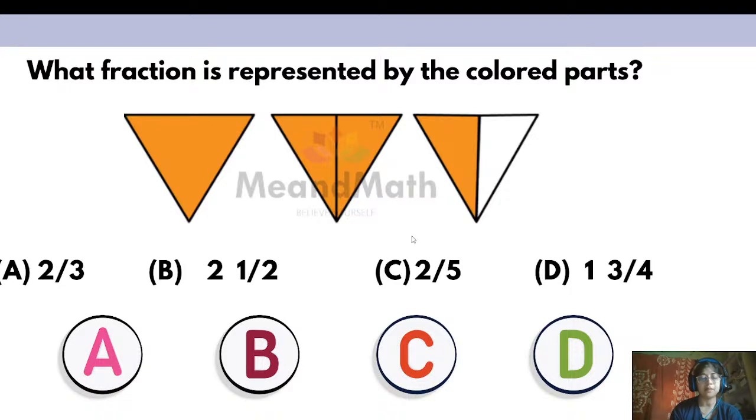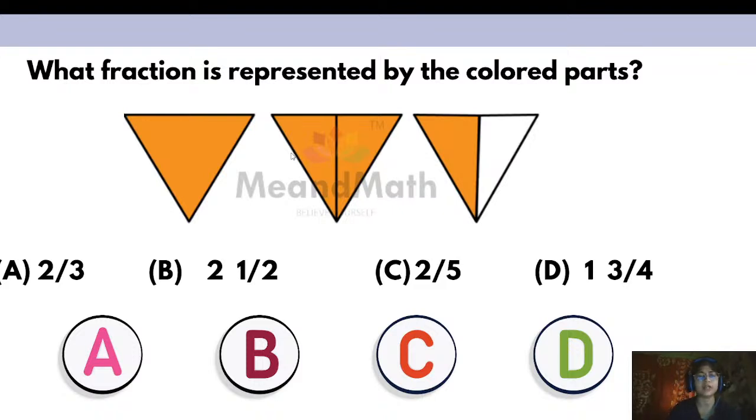So I hope all of you are able to see the next question over here. Yes, just type in a yes in the chat box if you're able to see the next question. What fraction is represented by the colored parts? Okay, that's great. So all of you can see the next question over here.